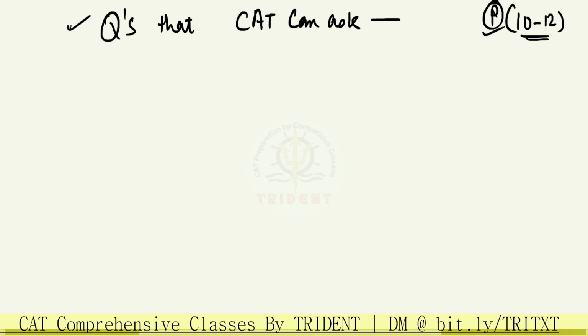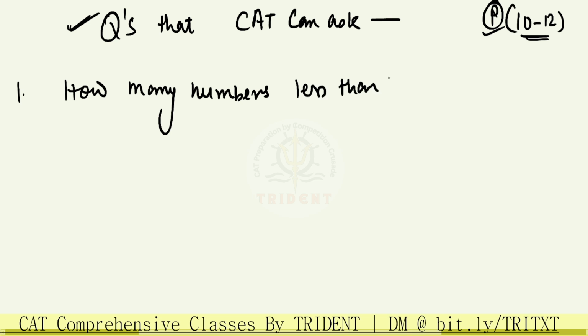So the question types. The first question type that you can encounter is: how many numbers less than 10,000 add up to 15? Now don't worry, I'll give you an exact idea of these things. So, how many numbers less than 10,000 add up to 15? This is one of the question types.